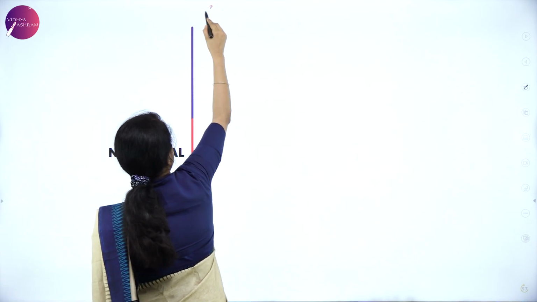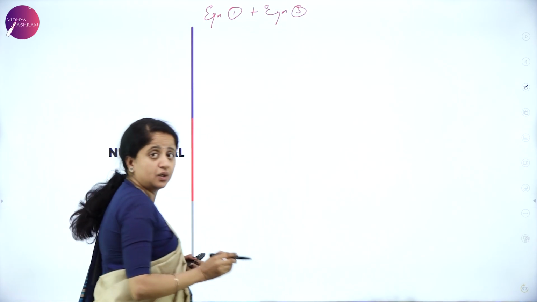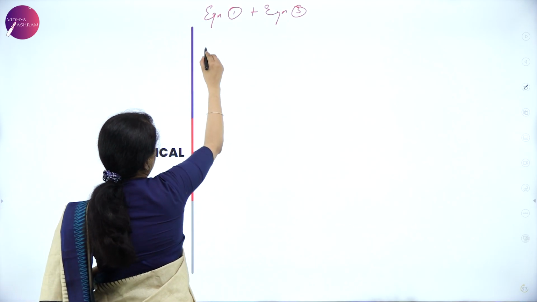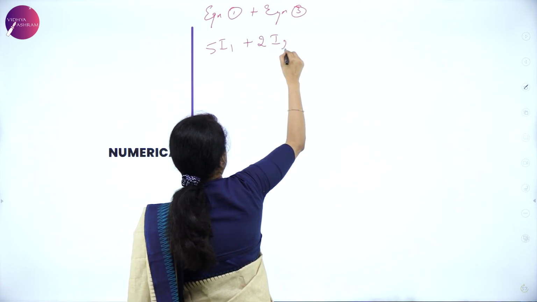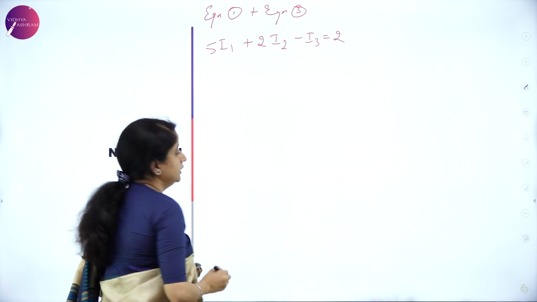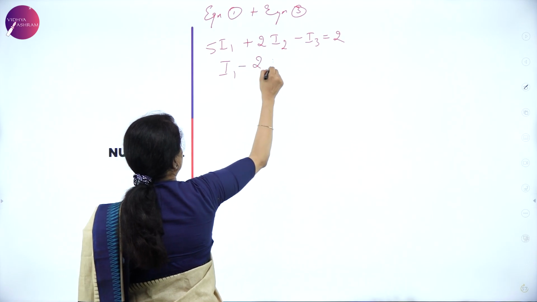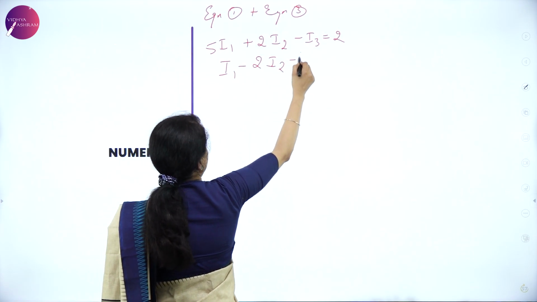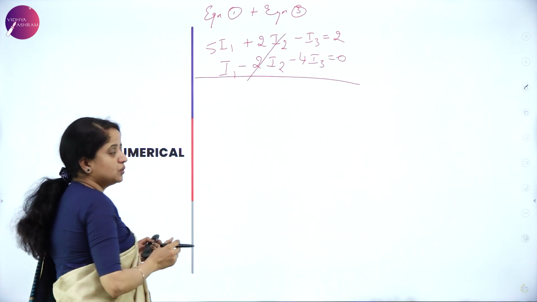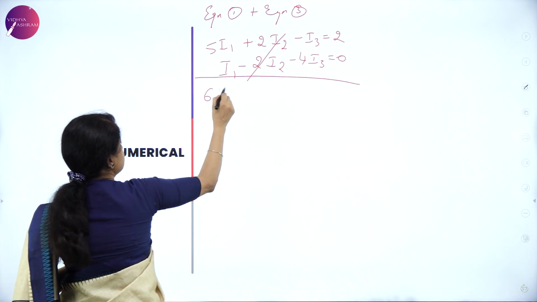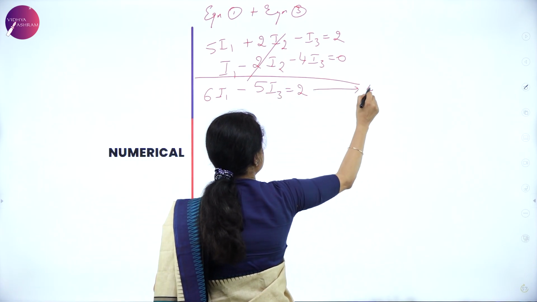So, let us now consider equation 1 and equation 3. Equation 1 is 5 I1 plus 2 I2 minus I3 is equal to 2. And what is our equation 3? We have I1 minus 2 I2 minus 4 I3 is equal to 0. Let us now simplify this by adding. The 2 I2 and minus 2 I2 get cancelled and we get 6 I1 minus 5 I3 is equal to 2. This is my equation 4.